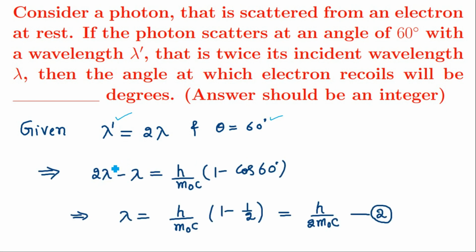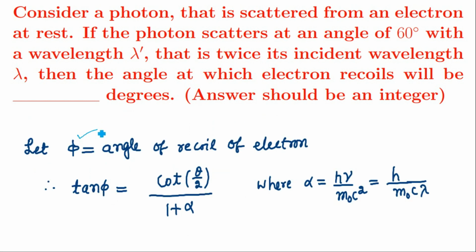When we insert these values here, this becomes 2 lambda minus lambda, which is equal to lambda, and cos 60 is nothing but half, which gives me lambda is equal to h upon 2 m naught c. We will be using this expression for lambda for finding the angle of recoil of the electron.